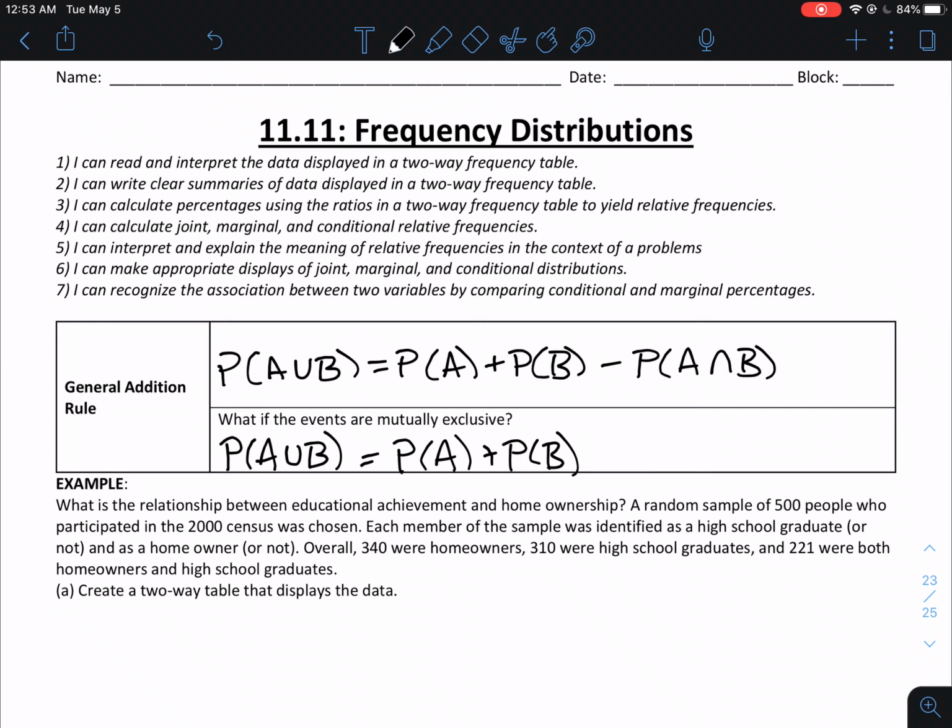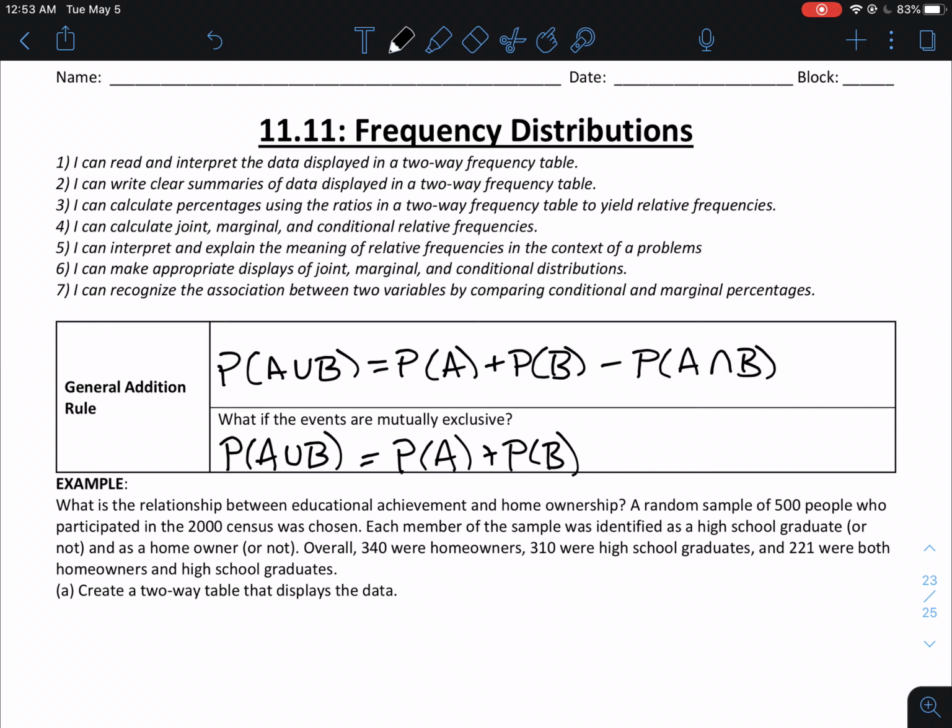So 11.11, frequency distributions. Starting off, we have our general addition rule. As a reminder, we saw this in the previous lesson 11.10, which was that if you want to find the probability of A or B, you can find that by taking the probability of A plus the probability of B minus the probability of A and B.